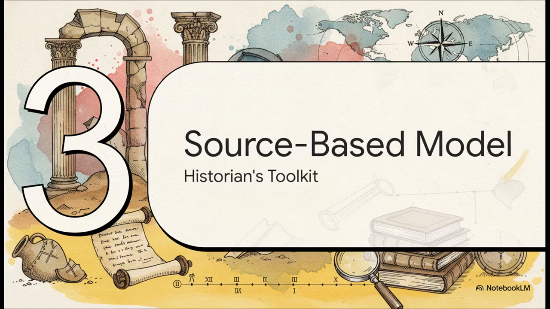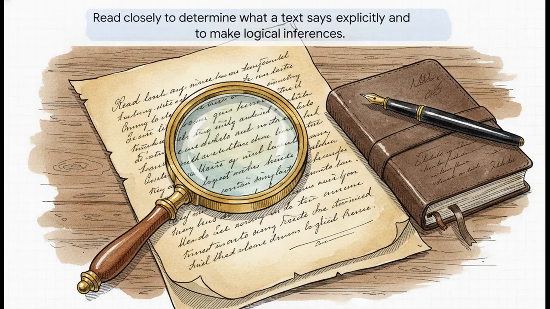Which brings us to Section 3, the source-based model. So, how do we actually make sense of all this chaos? We use the source-based model. This means you don't just guess what happened.